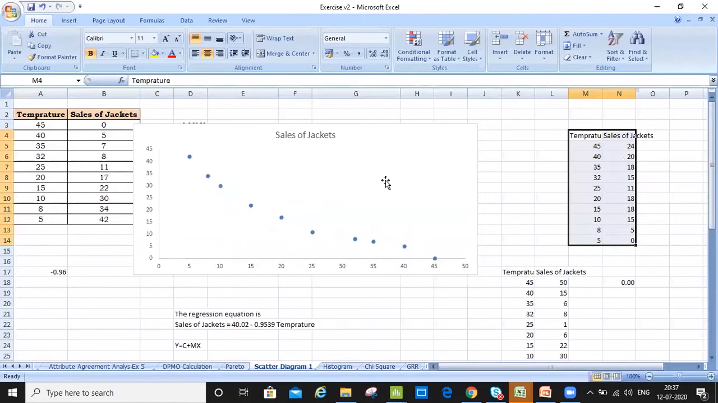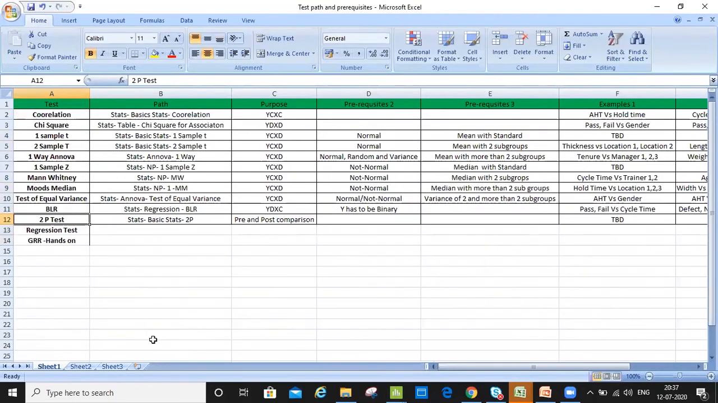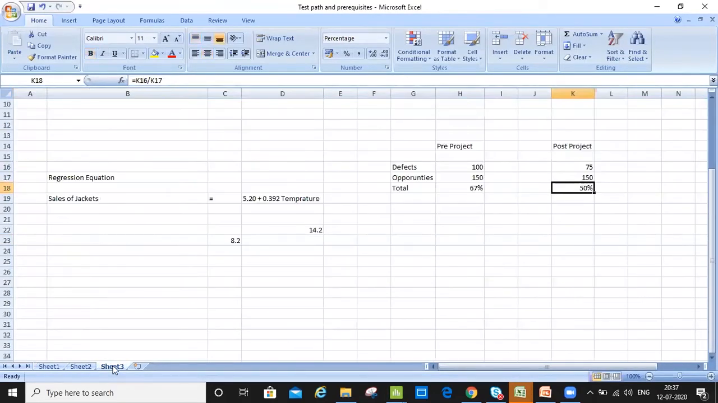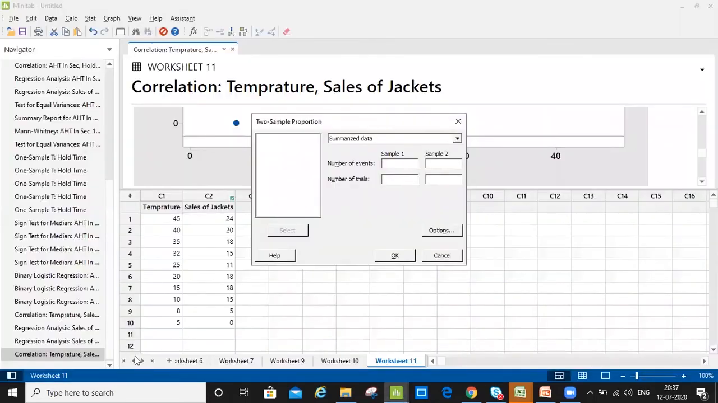So let's take the same example. So 150, 100. So I have number of trials 150. It says sample 1, sample 2. This is pre, this is post. Okay. I have 100 defects, and in the post project, 75. Now I want to see whether statistically, I have made a significant improvement or not.